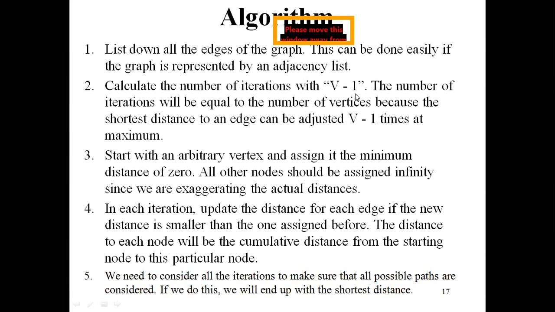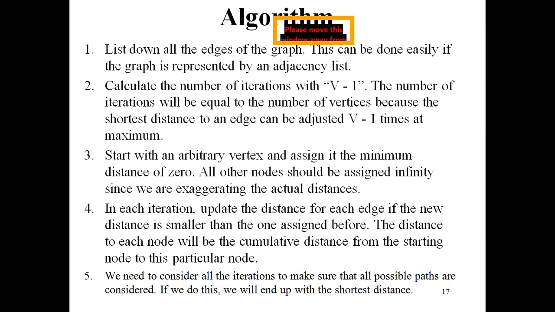Now, second step, calculate the number of iterations as v minus 1. So we need to consider the number of iterations in the for loop as v minus 1. V minus 1 means the number of vertices in the graph minus 1. In the previous example, we have 3 vertices, S, B, C. So how many times do you need to repeat? 2 times, since the number of vertices minus 1, 3 minus 1, that is 2.